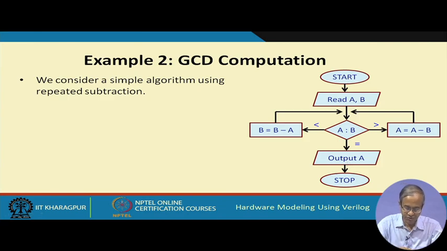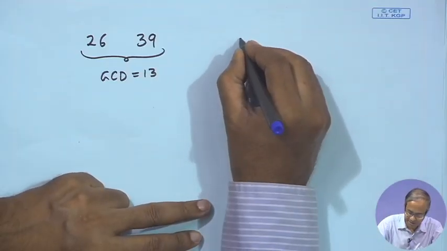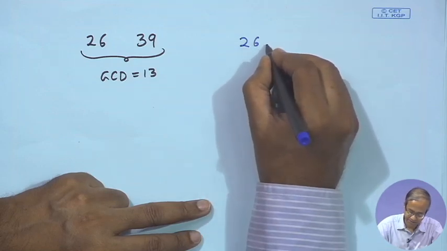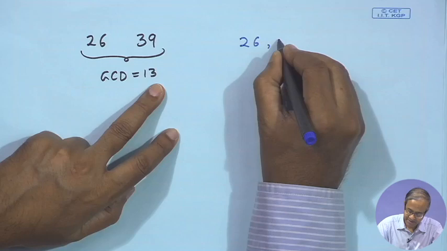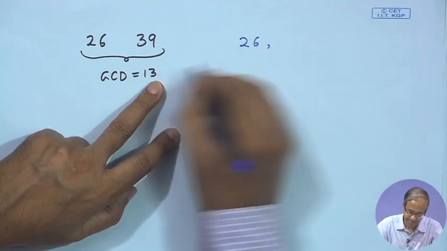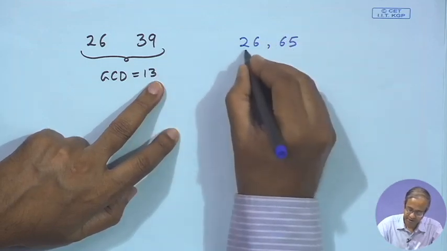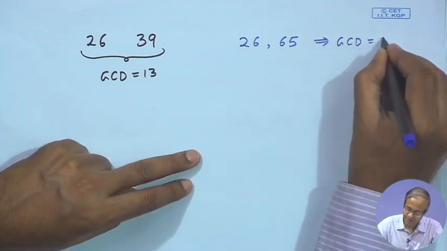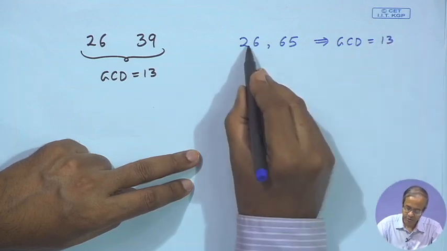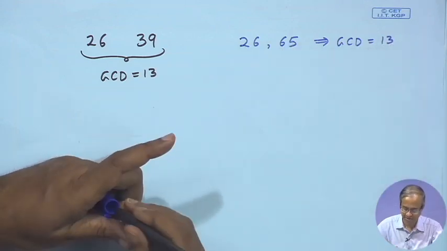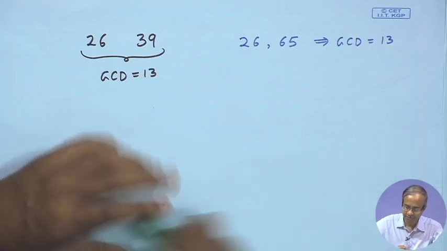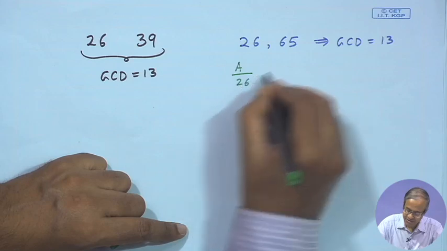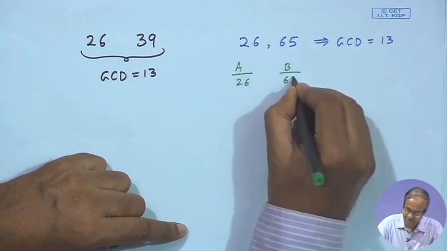Well, 26 and 39 may be too simple an example. Let us take 26 and 65. Here also the GCD is expected to be 13, because both 26 and 65 are divisible by 13. Now, we use the same method. A, let us say, is 26, and B is 65.